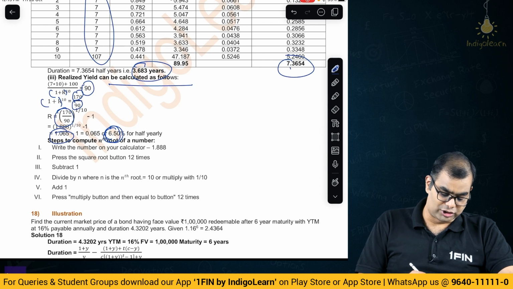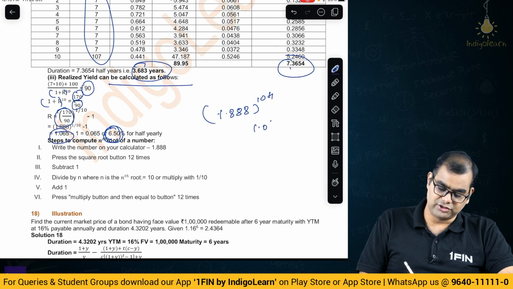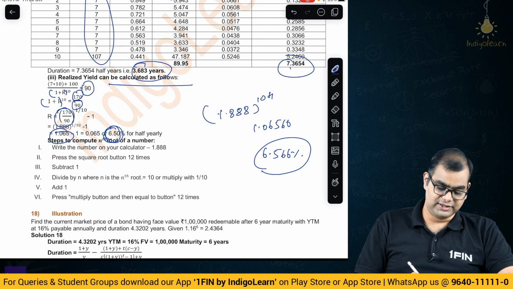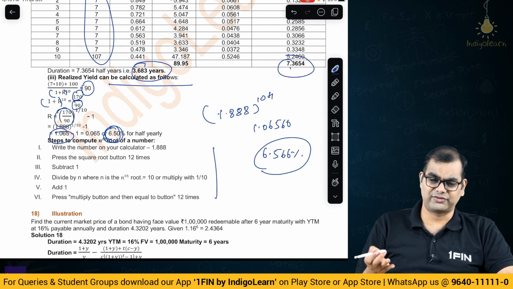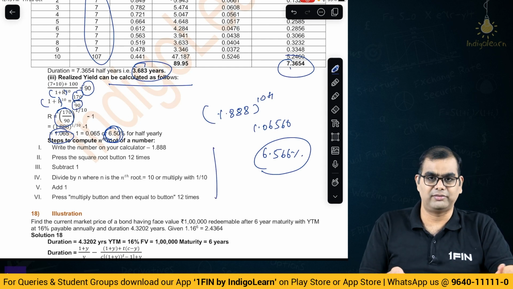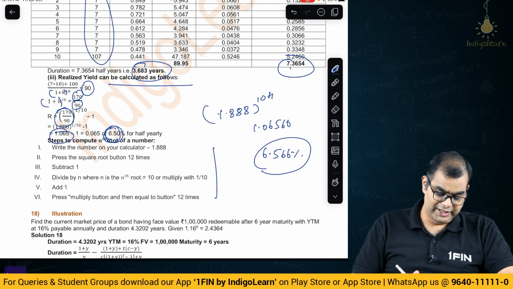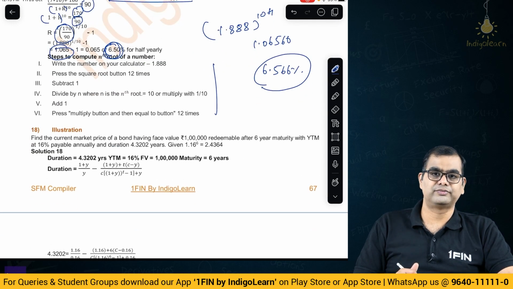So the 10th root of 1.888 is 1.06566. So the answer is 6.566%. That is how you get it. There is also a calculator tricks video, you can go through that, but I thought why don't we just do it along with this problem. Now, let us look at the next problem.